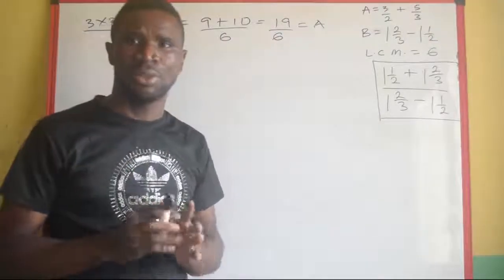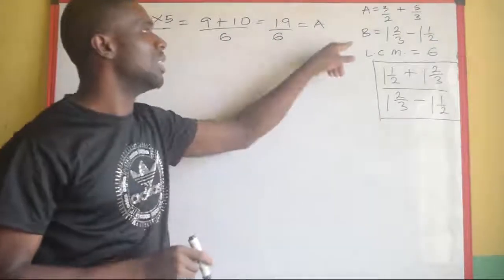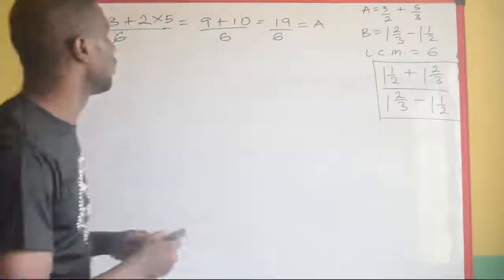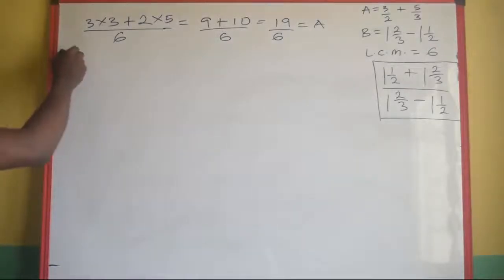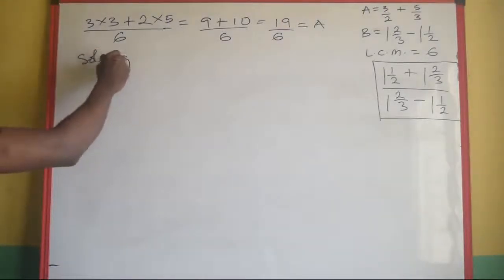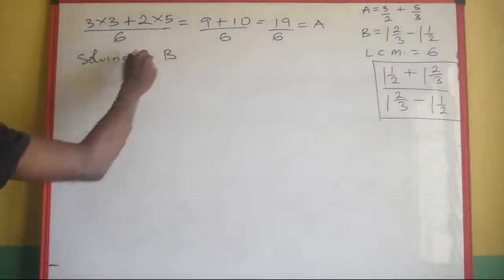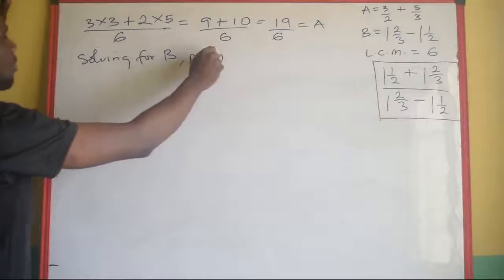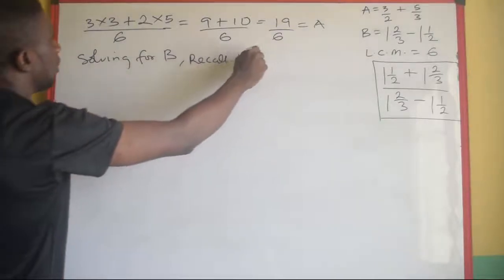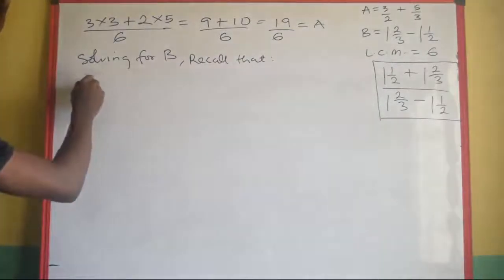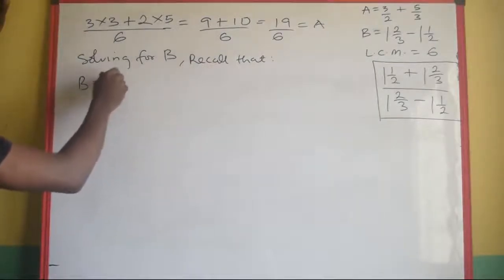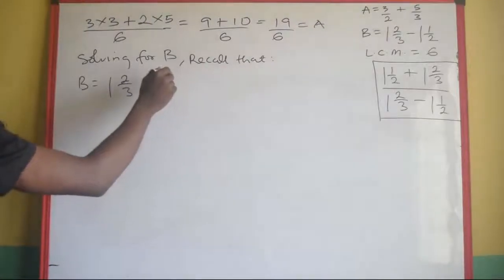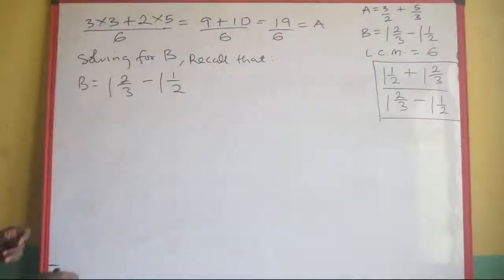So for now, we have to calm down, but then solve for what? Solve for B, just like we solve for A. Right, solving for B. So you need to recall that B is 1 whole number 2 over 3 minus 1 whole number 1 over 2.